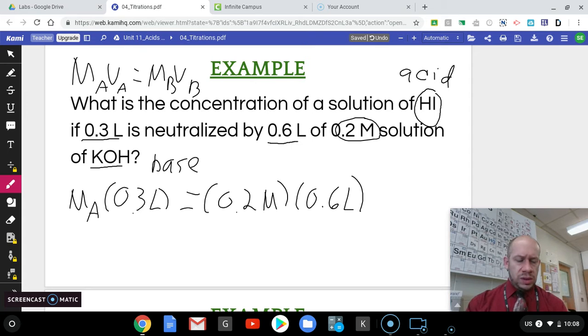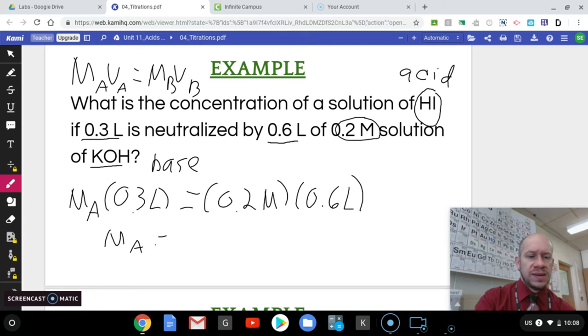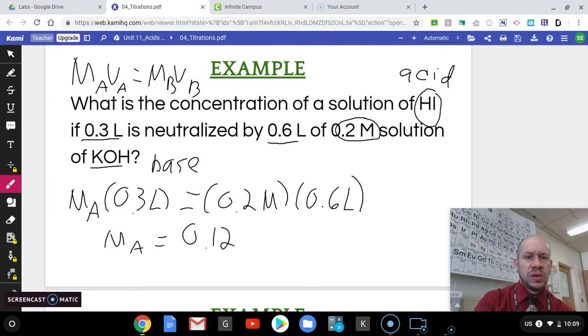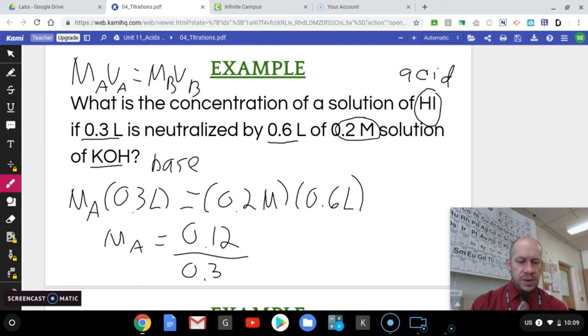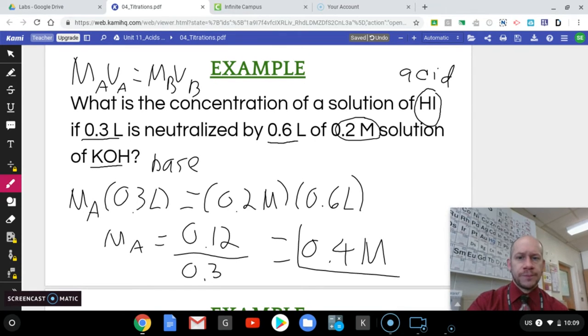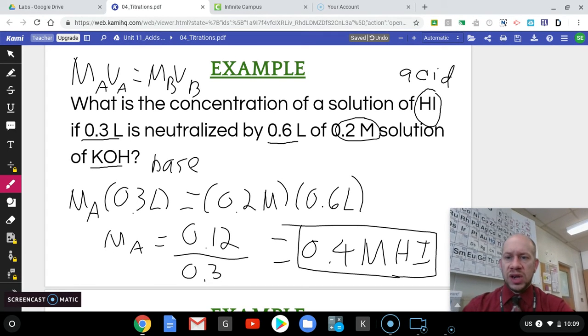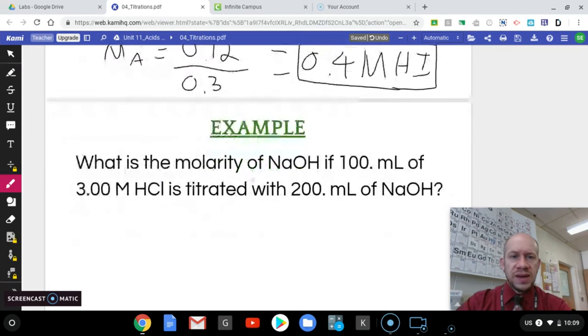We'll take 0.2 times 0.6, which is equal to 0.12. So our Ma is equal to 0.12 divided by 0.3, which is equal to 0.4 molar HI. All right, one more example.